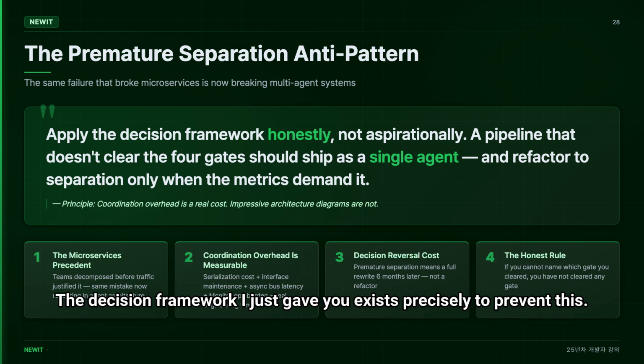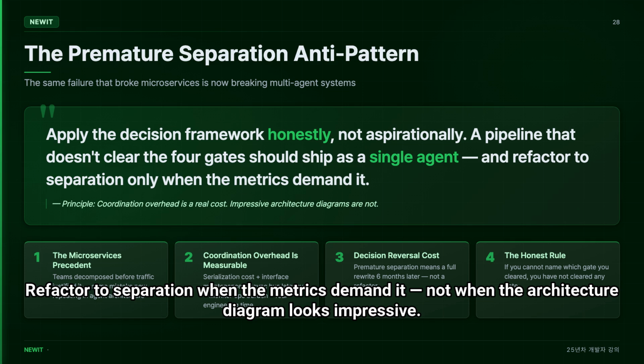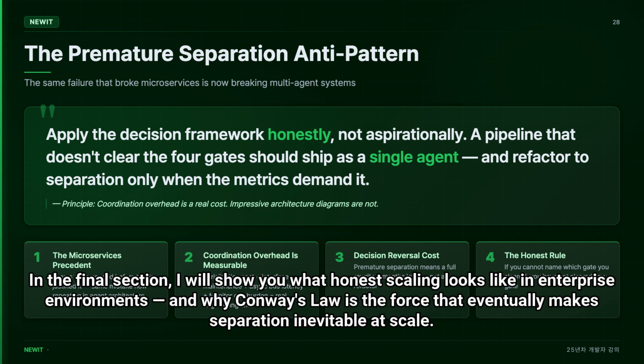The decision framework I just gave you exists precisely to prevent this. Apply it honestly. If your pipeline does not clear the 4 gates, ship the single agent. Refactor to separation when the metrics demand it, not when the architecture diagram looks impressive. The cost of premature separation is not just performance, it is decision reversal cost. The full rewrite you will face 6 months later when the coordination overhead becomes undeniable.